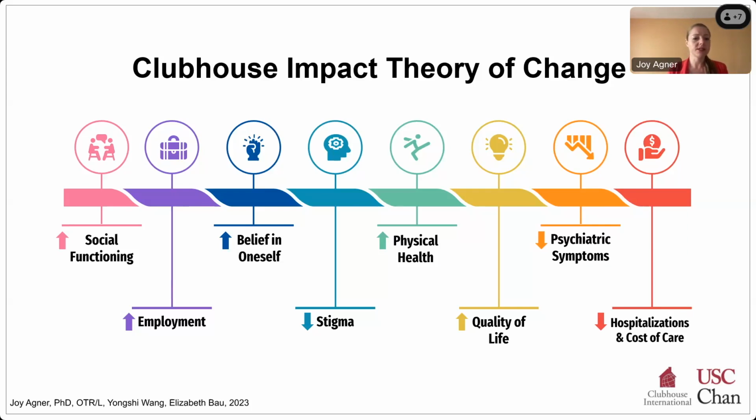So in this theory of change, we started with social functioning, improved social connection, then increased employment, access and utilization of employment programs and permanent employment, increased belief in oneself. So this is like improved self-efficacy, self-esteem, starting to think about one's own capability differently, reduced stigma, improved physical health, improved quality of life, reduced psychiatric symptoms, and then at the far end, reduced hospitalizations and cost of care.